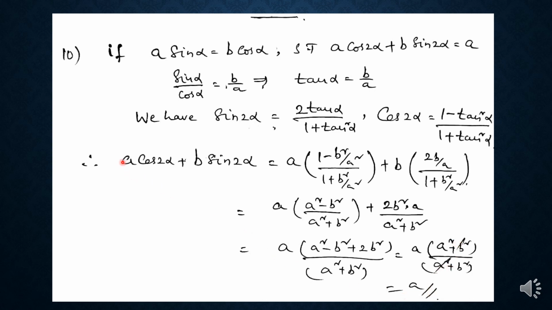So therefore A cos 2 alpha plus B sin 2 alpha is equal to A, when A sin alpha is equal to B cos alpha, or from this we can prove that tan alpha is equal to B by A, by substituting sin 2 alpha and cos 2 alpha in terms of tan alpha. That is sin 2 alpha is equal to 2 tan alpha by 1 plus tan square alpha, and cos 2 alpha is equal to 1 minus tan square alpha by 1 plus tan square alpha. And we got the solution as A cos 2 alpha plus B sin 2 alpha is equal to A.